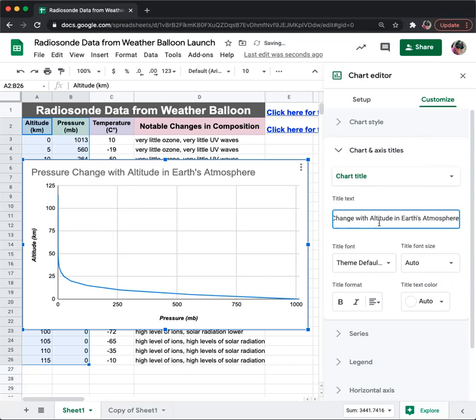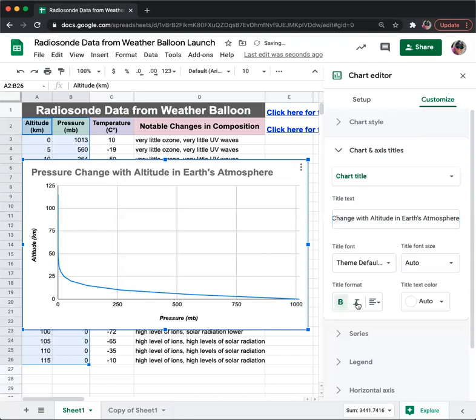Now that is specific enough where anybody looking at this graph will know exactly what we're talking about. We're talking about how the pressure changes with altitude, right? I have my independent and dependent variables there, but I'm also saying where we are seeing this pressure change with altitude. This could easily be something that's happening on Mars, Neptune, Uranus, Pluto. I need more information, so that's why I added it to my title.